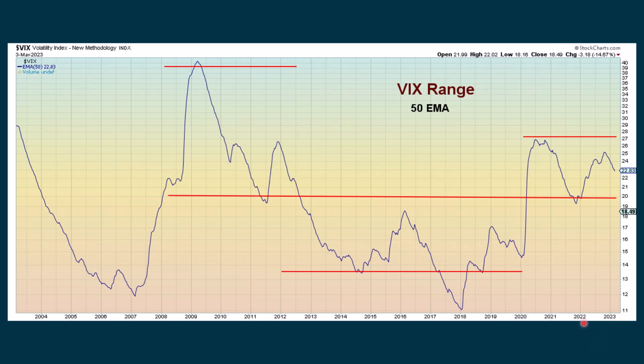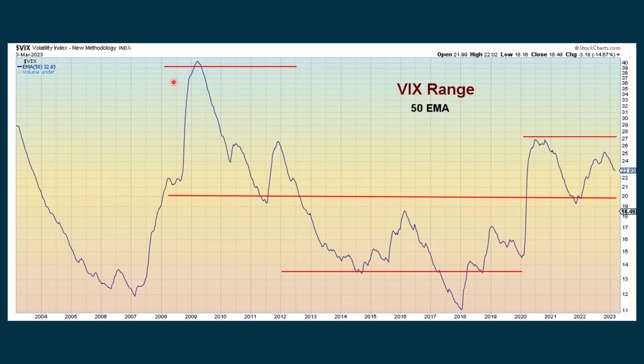This next chart is a new chart that I've been playing around with for quite a while, and this tries to define the range of the VIX over a period of time. What you don't see on this chart is the VIX itself. Over top of the VIX that I've made invisible, there's a 50-period moving average. That's this blue line that you see here. And this attempts to define what is the current range for the VIX.